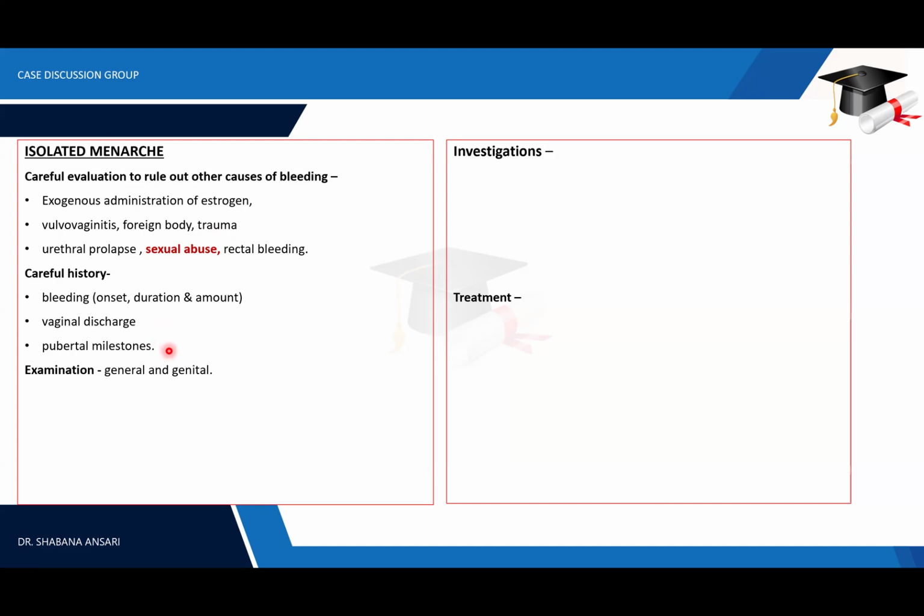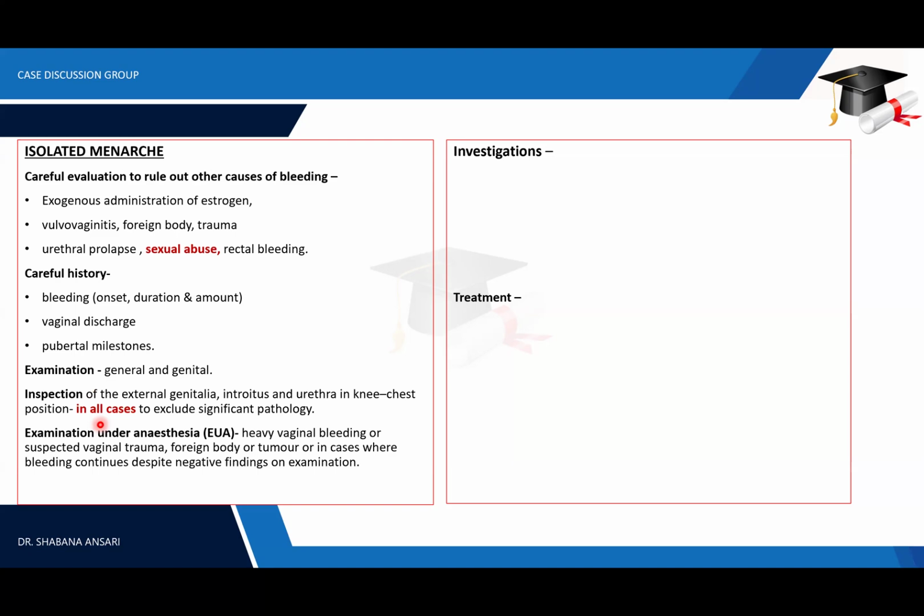And pubertal development. Then examination, it's going to be the general and genital examination, inspection of the external genitalia, introitus, urethra, in the knee chest position, and this has to be done in all cases to exclude significant pathology. Examination under anesthesia is important if there is heavy vaginal bleeding or suspected vaginal trauma, foreign body, or tumor, or in cases where bleeding continues despite negative findings on examination.